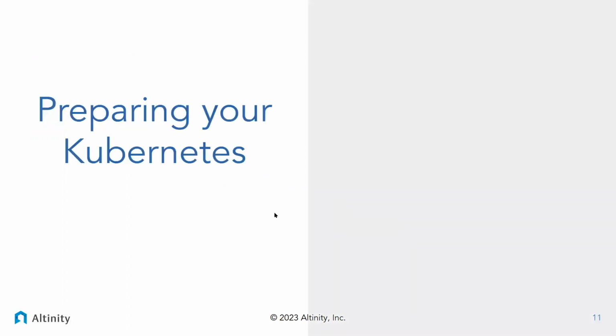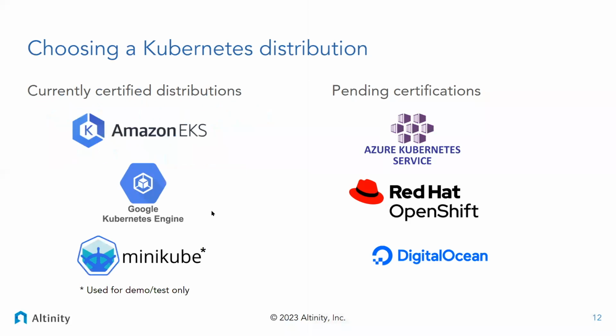So let's go ahead and we'll talk about the first part, which is preparing your Kubernetes cluster. First question you might ask is, well, which one? Right now, of the folks that are using this, most of them are running on EKS, which is the Amazon managed service, or Google Kubernetes Engine, which is GKE. Minikube you can use, but we only use it for testing and demos. I would not ever recommend running something production on this.